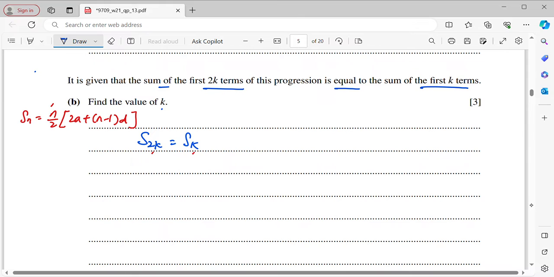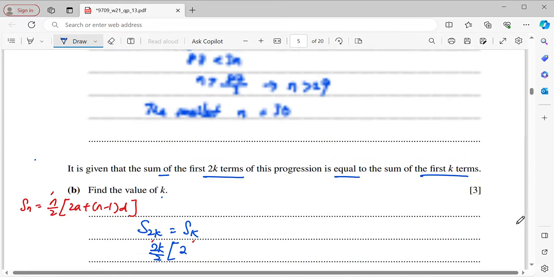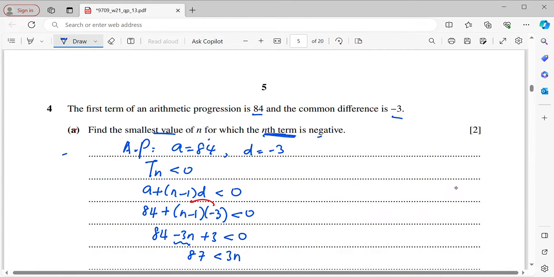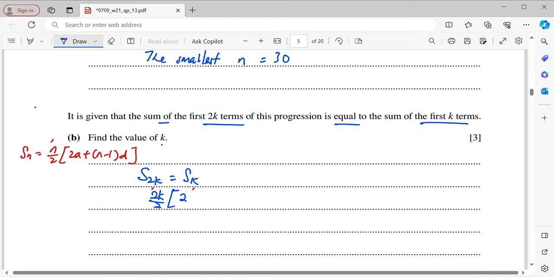Therefore, this will be 2k over 2 bracket 2a. Now, our a is 84. Okay, a is 84, d is minus 3. So 2a plus (n minus 1)d, where d is minus 3. Then it's the same as Sk. So k over 2, 2 times 84 plus (n minus 1) times minus 3.